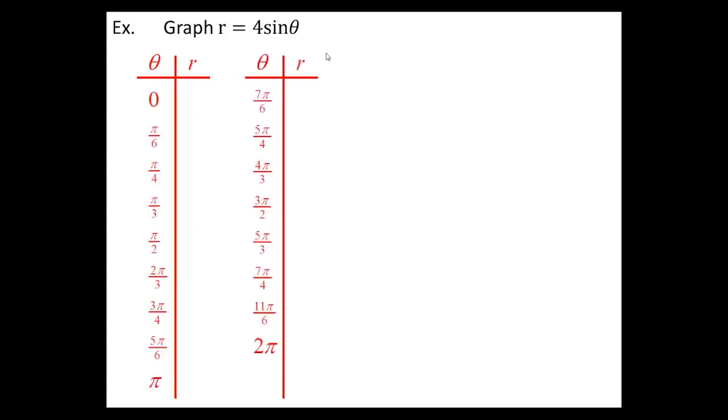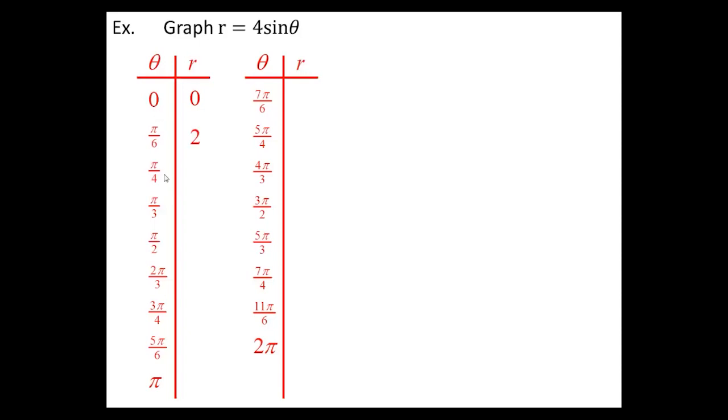So I'll go ahead and list out my angles. Now this one I'm going to go ahead and list all the way out to 2 pi. And before I can start drawing the graph, we got to figure out the radius at each one of these theta values. So I'll go one by one using my knowledge of the unit circle to evaluate. So we'll start at 0. Sine of 0 is 0, so I get a radius of 0. Sine of pi over 6 is 1/2, so I get a radius of 2.